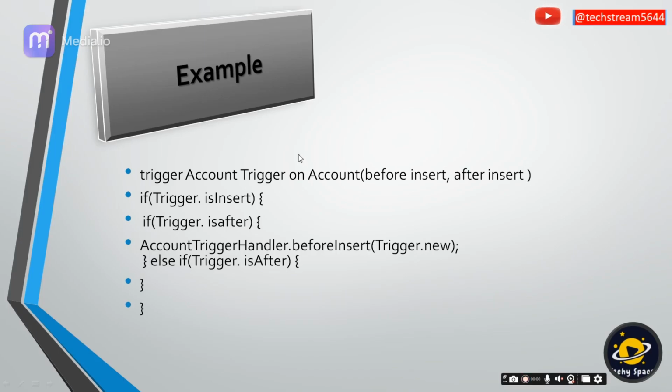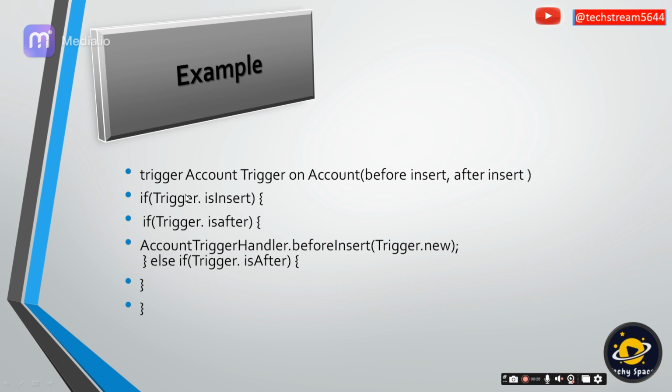So this is an example about before insert trigger. First line: trigger. This is a trigger, and this is the trigger name. We can say it's an account trigger on account. Account is nothing but the object, and this before and after are the events. These are the trigger events for the context.